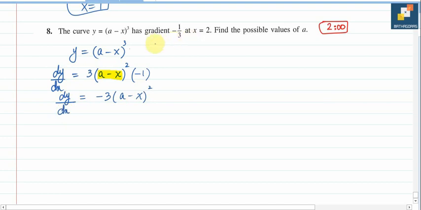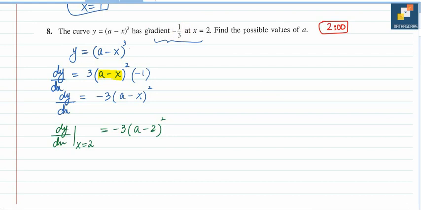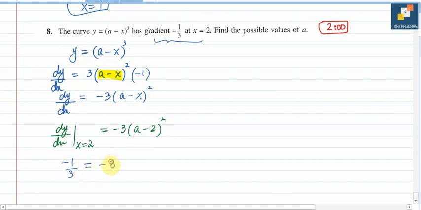Now I'm going to use this condition. So I will say that dy by dx at x equals 2 is minus 3 times a minus 2 whole square, and the value of the gradient when x is 2 is minus 1 upon 3. So instead of dy by dx, I am going to use minus 1 upon 3 equals minus 3 times a minus 2 whole square. Now you can solve the equation: minus 1 upon 3 equals minus 3 times a minus 2 whole square.